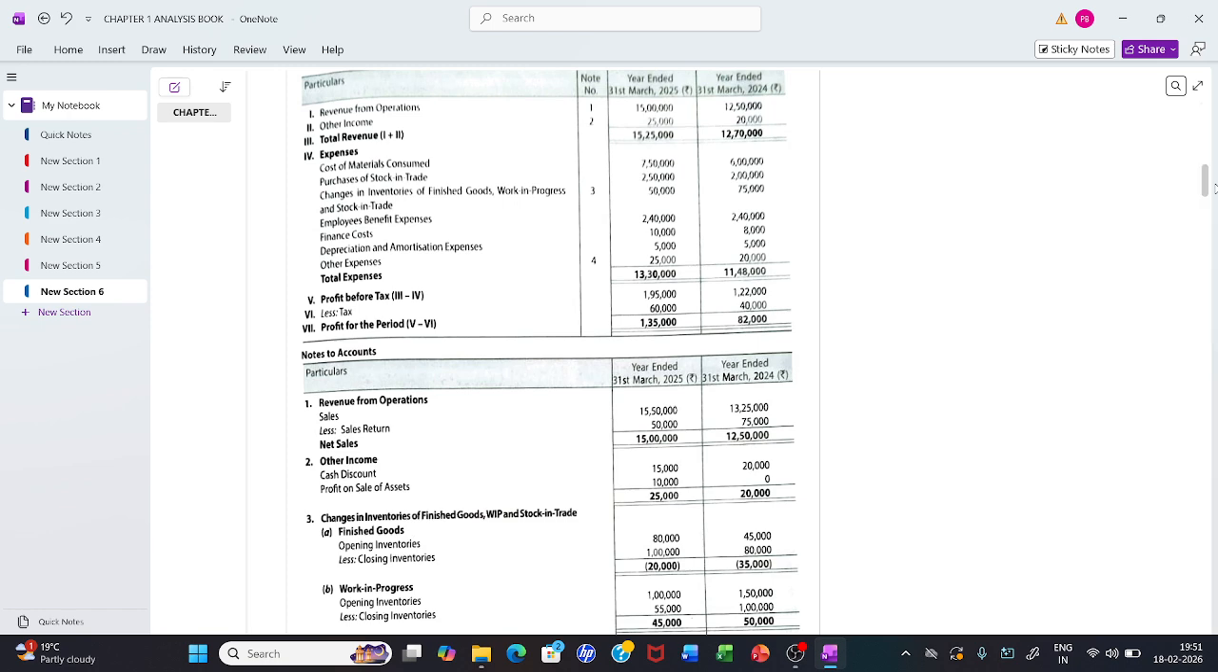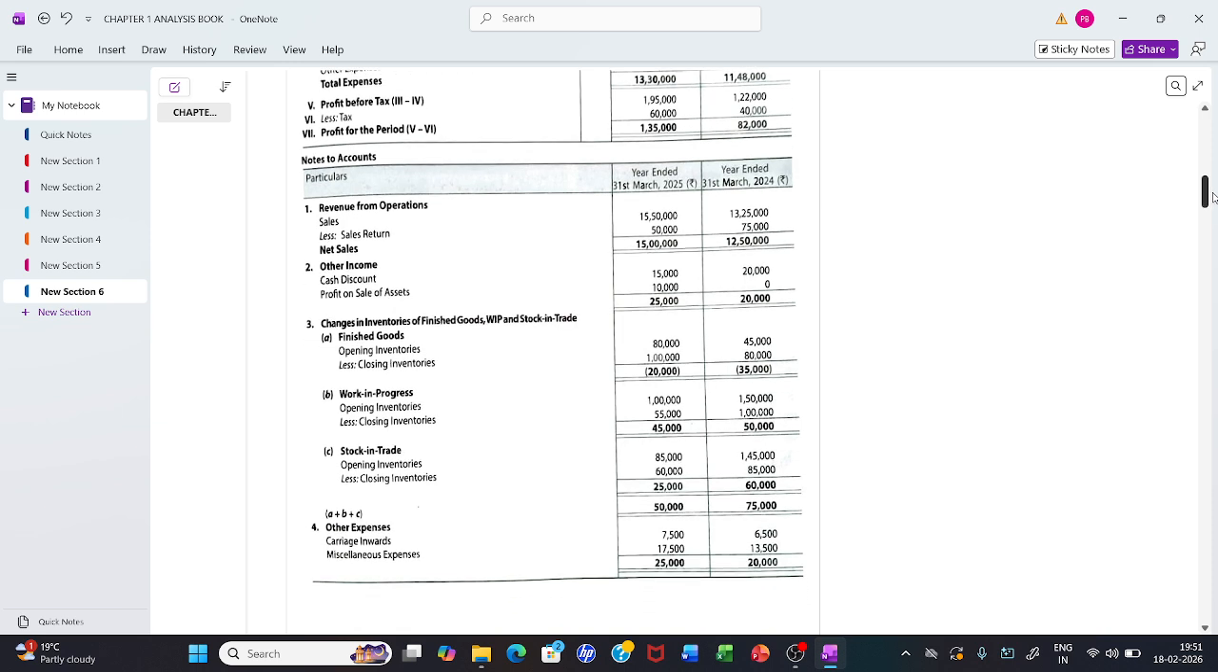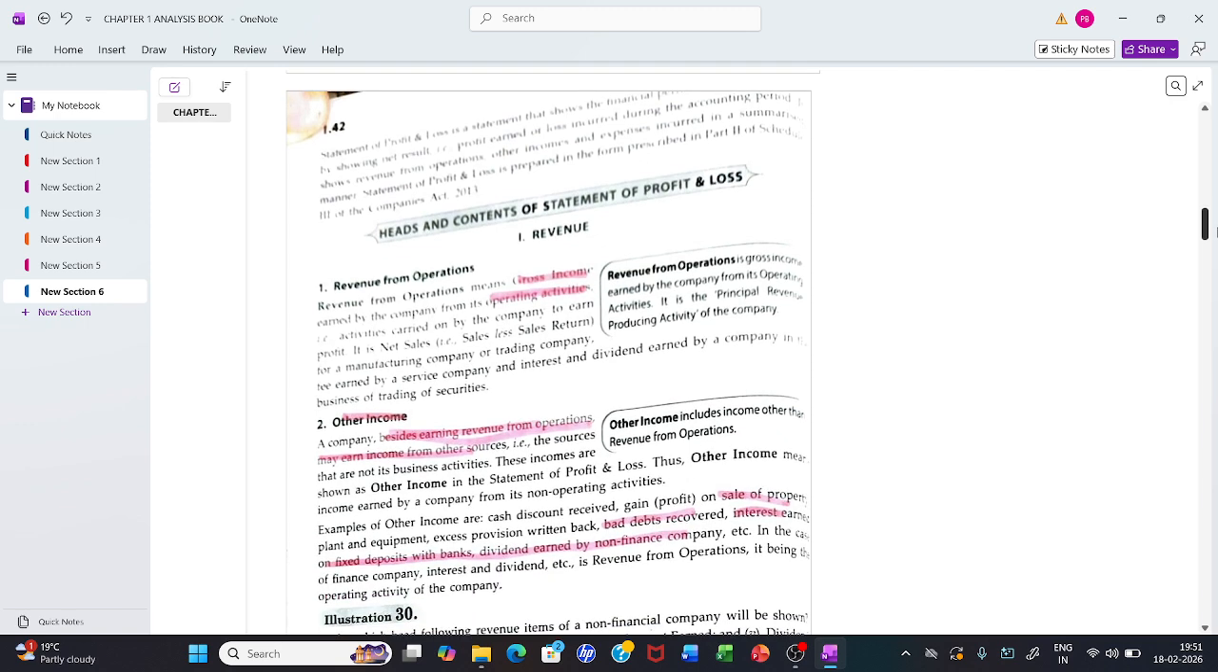Now comes the next and most important part, which was tested this time. Change in inventory. Change in inventory is used basically for opening minus closing inventory of three things: finished goods, work in progress, stock in trade. So we take opening minus closing of these and add them to get our final change in inventories. We can have a list of other expenses also with us. Now let's take up each one by one.